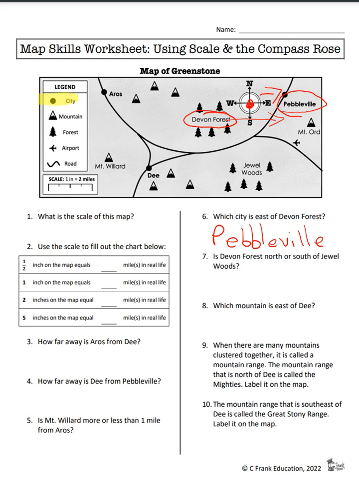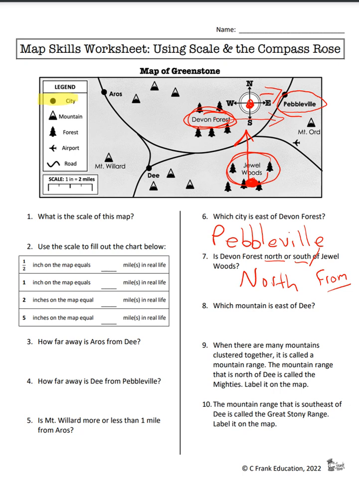Question number 7, is Devon Forest north or south of Jewel Woods? Here's Devon Forest. Here's Jewel Woods. If I'm at Jewel Woods, which direction do I travel to get to Devon Forest? Do I go north or south? The answer is I go up, it's actually northwest, but we'll just say north because that's what it's asking us, north or south. And the answer is Devon Forest is north of, and remember I told you you can cross out of and make it from Jewel Woods and get north.